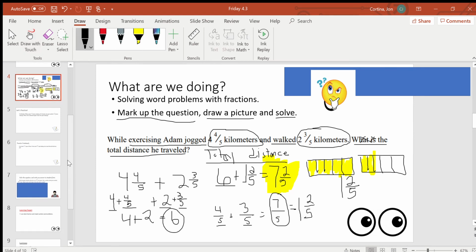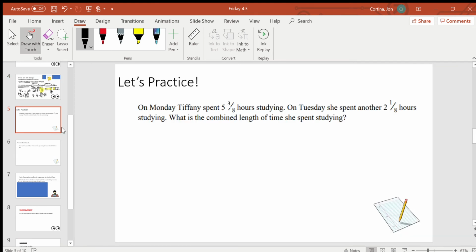Let's look at another example together and do this one with me. So I'm going to read it first, and then we're going to annotate. It says, on Monday, Tiffany spent 5 3/8 hours studying. On Tuesday, she spent another 2 1/8 hours studying. What is the combined length of time she spent studying?